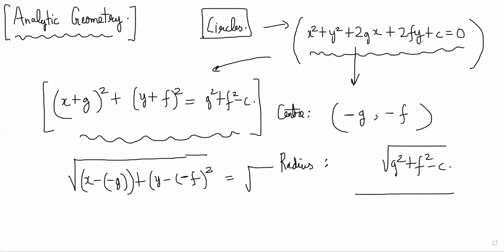C is any constant. Okay. C is any constant. It can be any number. Just like g and f are constants, c is also a constant.